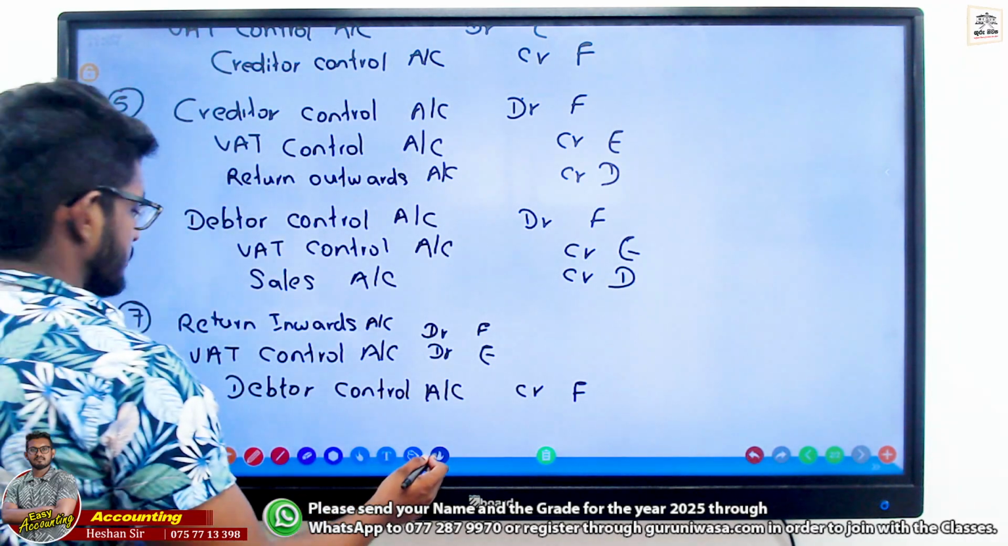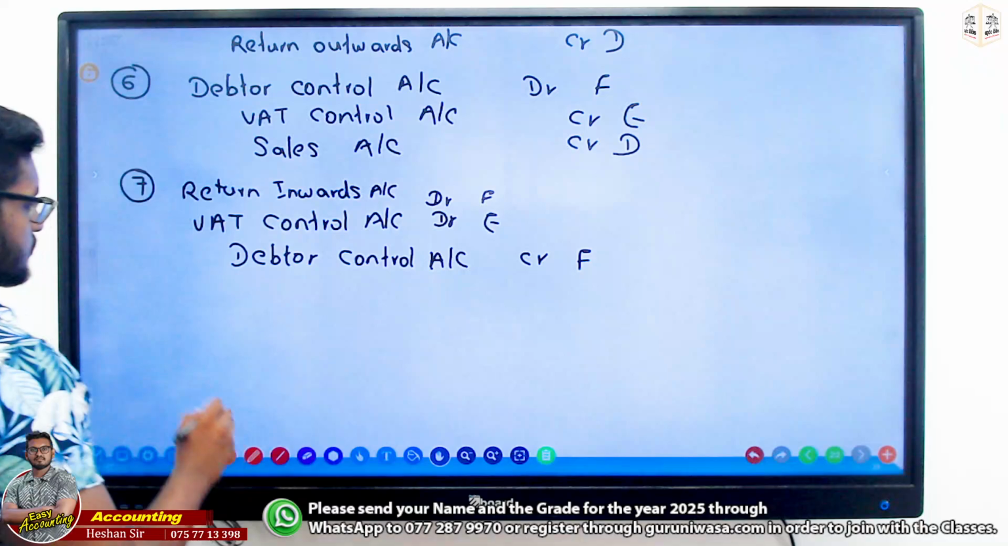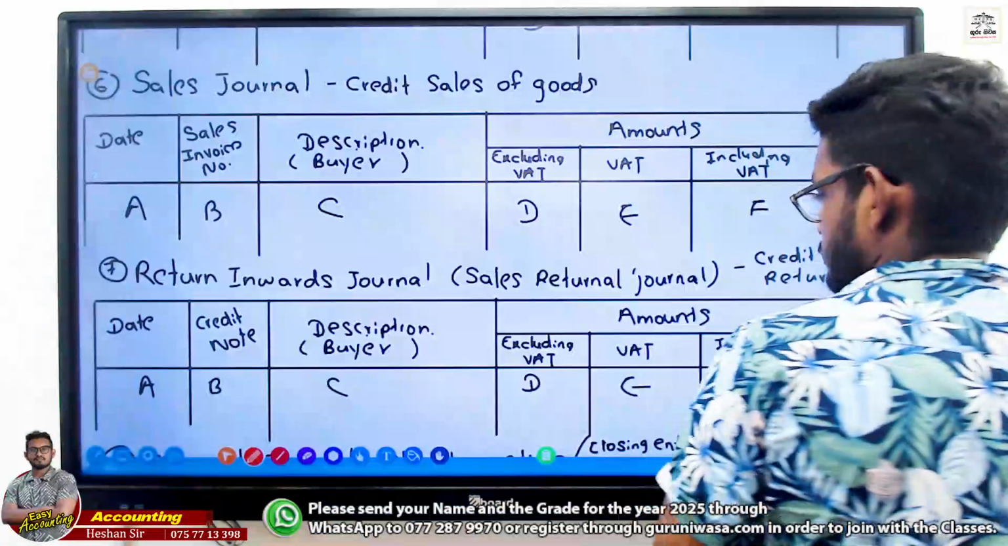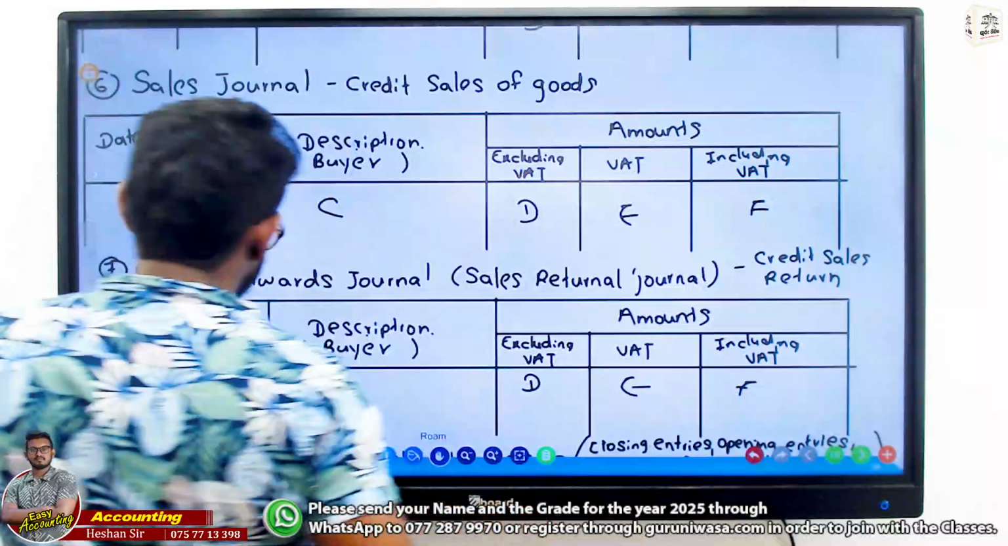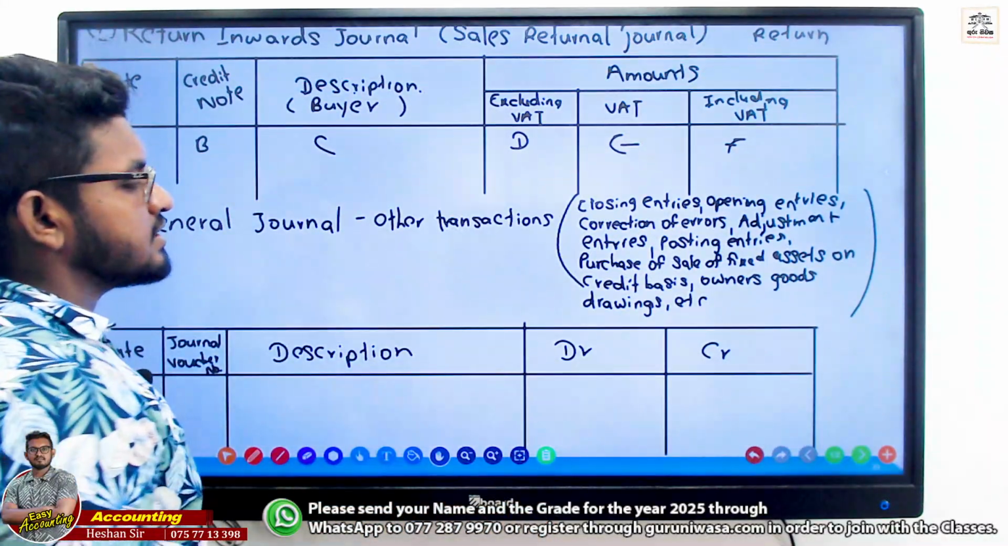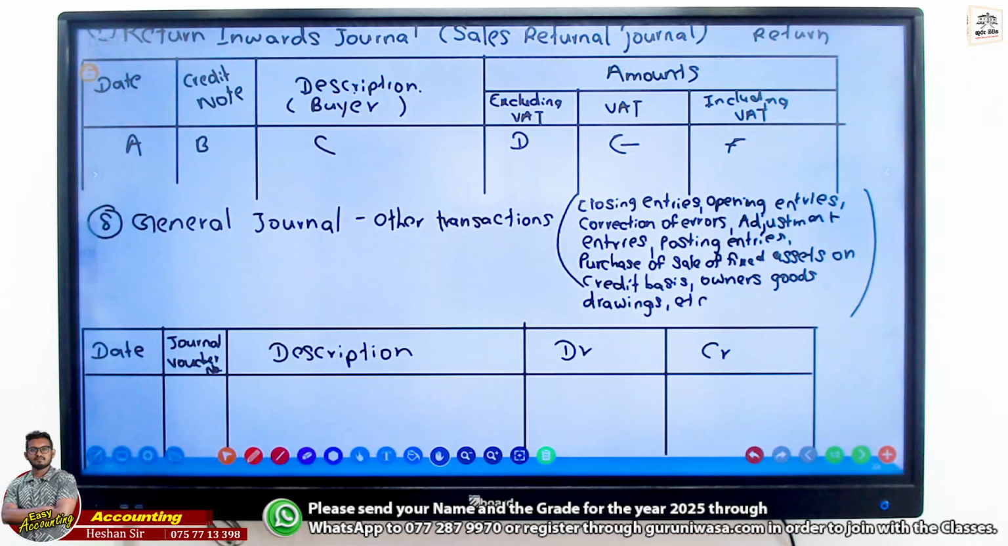Number 8, last one. General journal, right? Other transactions are recorded under here. Is it clear to you? Send me a thumbs up. Can you hear me? Right? Other transactions. So you know.